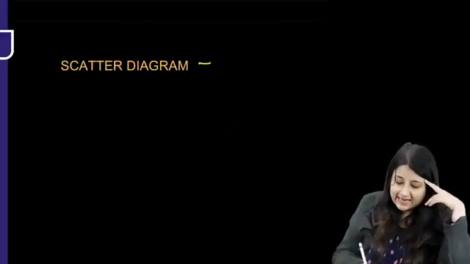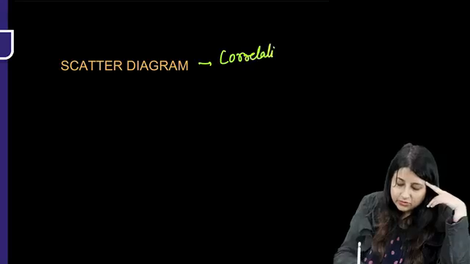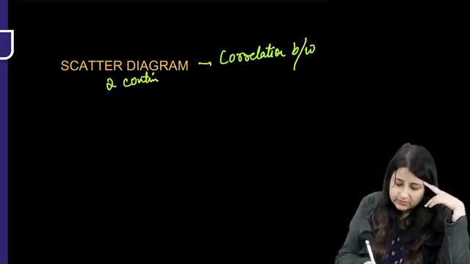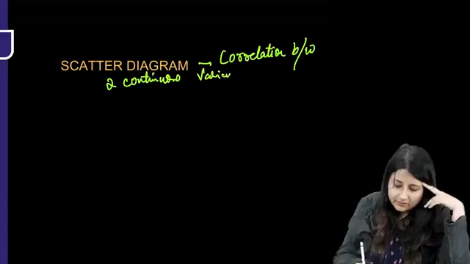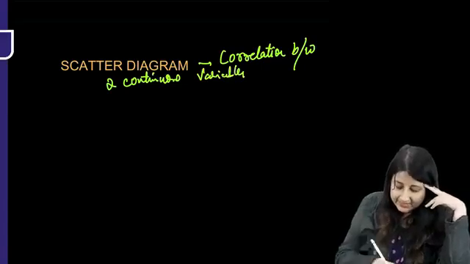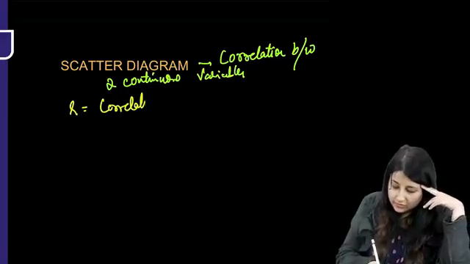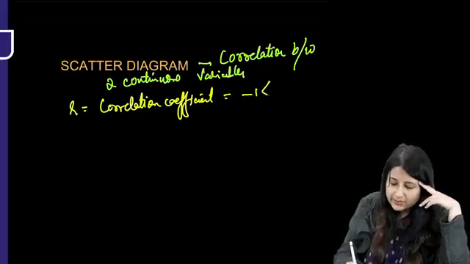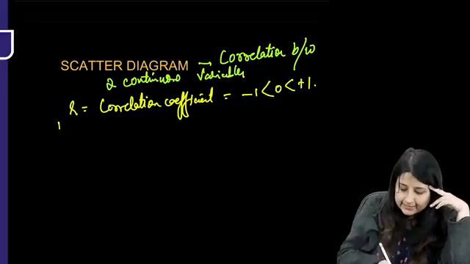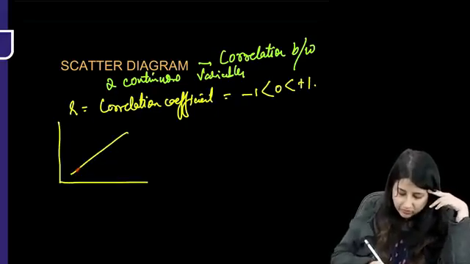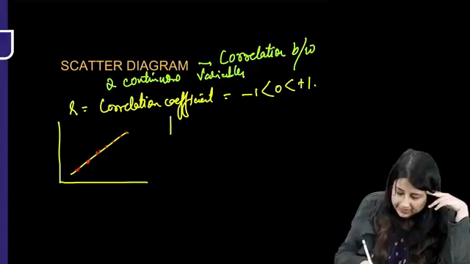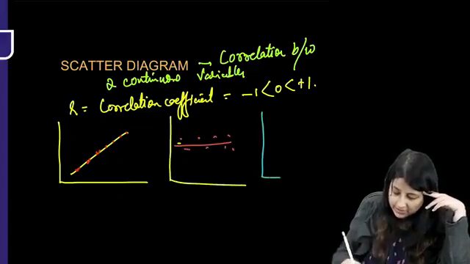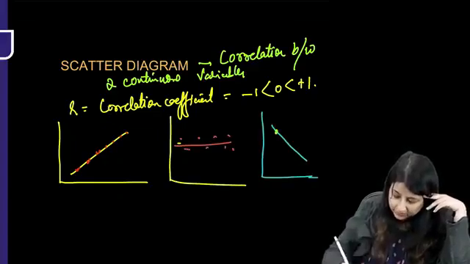What is a scatter diagram? A scatter diagram, remember, is used to represent the correlation between two continuous variables. And this is represented by a correlation coefficient. The value of the correlation coefficient lies between -1 to 0 to +1. Meaning, this can take up 3 graphs. Can you see this? All the dots are over here. Or it could be the second one like this, and the dots are like this. Or it could be like this and the dots are all over here.